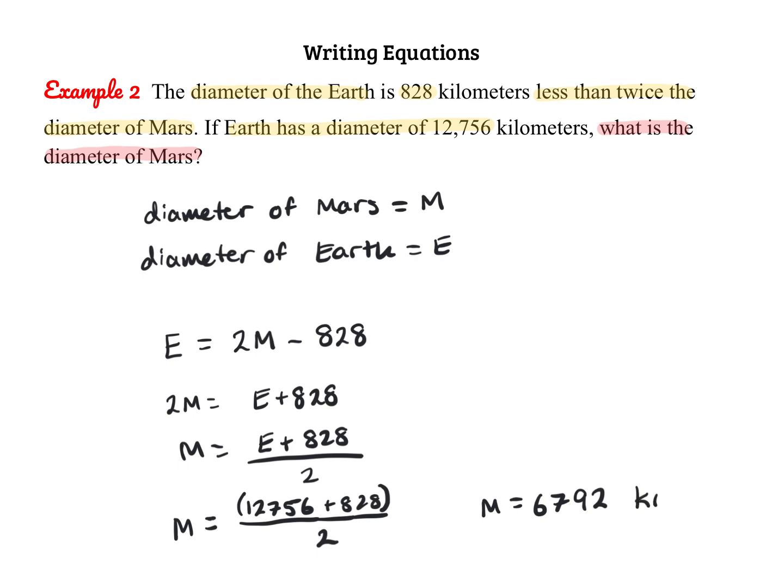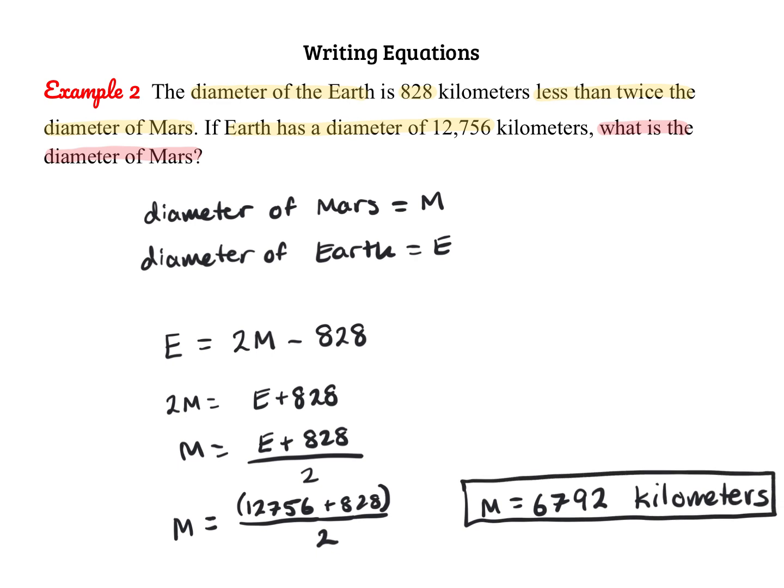6,792. And then, of course, we're going to use our units for word problems like this. So notice for this type of problem, I define my variables. That's something I definitely want you to get in the habit of doing. I set up an equation and then I solved.